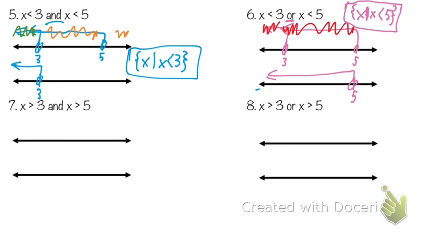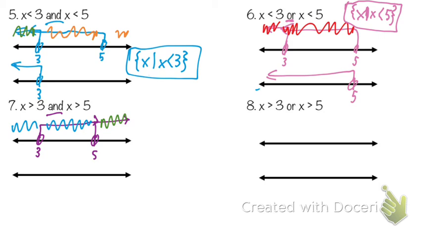On 7, once again we see the same inequalities between 7 and 8. We have x is greater than 3 and x is greater than 5, whereas on 8 we have x is greater than 3 or x is greater than 5. So and, we're going to do a rough draft, 3, open circle, and we're going to the right this time. 5, open circle, also going to the right. So it's going to be a very similar thing to number 5. It's not true over here, it's only true for one over here, but it's true for both over here.